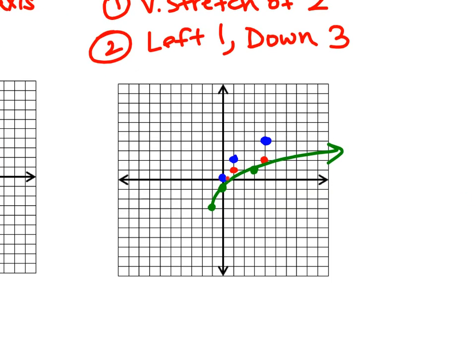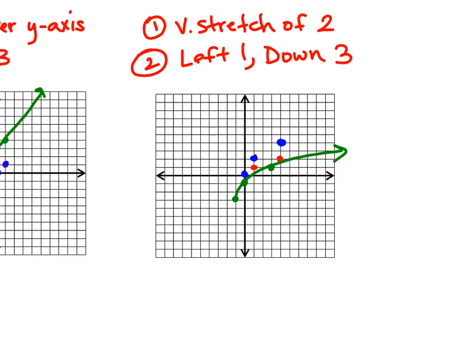Again, we start off in red, following that 1, 3, 5 pattern. And then the blue is after it got stretched by a factor of 2, so those blue dots are twice as high as the red dots. And then we took that whole blue graph and we shifted it left 1, down 3 to get our final answer in green.